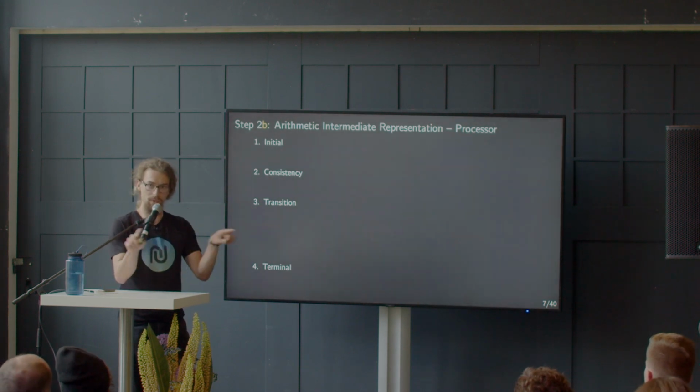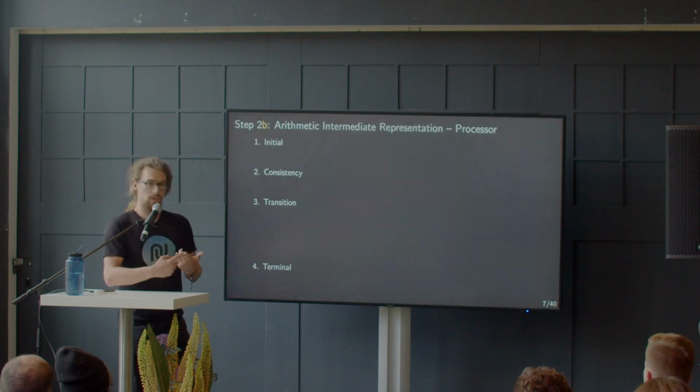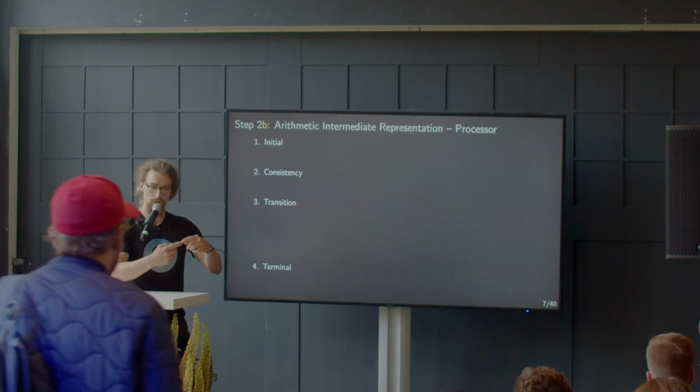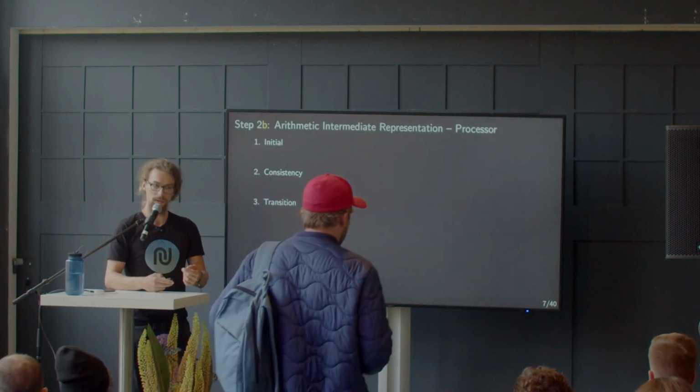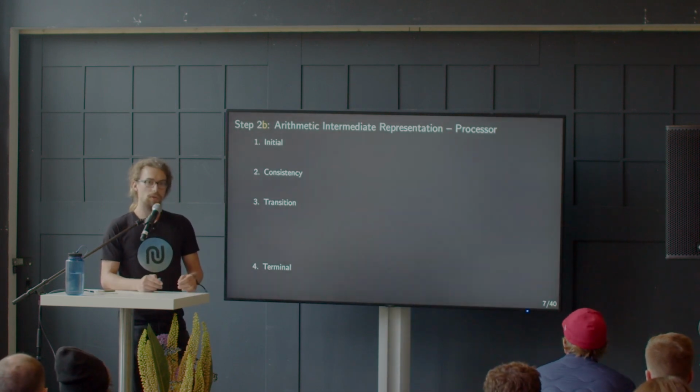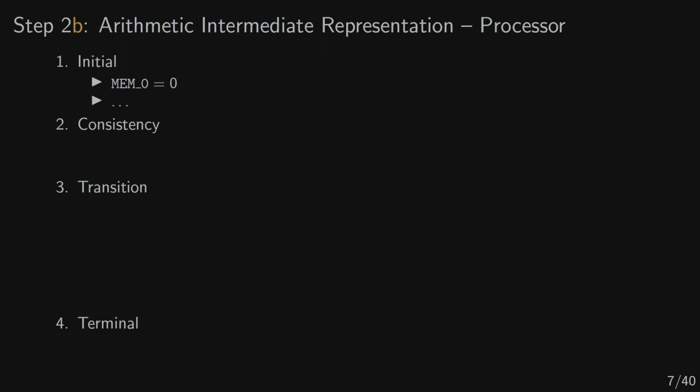Initial, what's the value in the first row? Consistency, a row has to be consistent with itself. Transition, how do you move from one row to the next? And terminal, what's the last row? And most of them are pretty straightforward. For example, memory is initialized to 0. Consistency, the memory pointer can only point to one of the 2 existing memory cells, and it cannot have any other value.